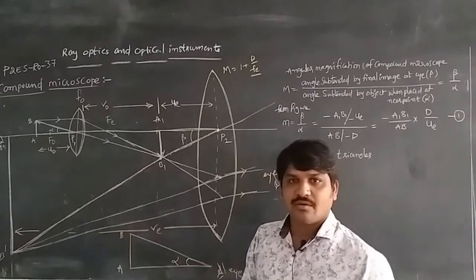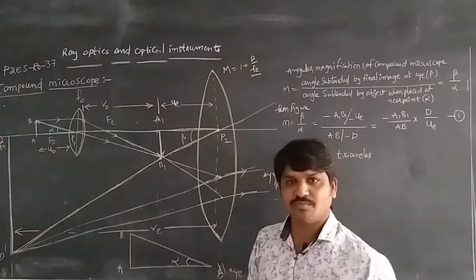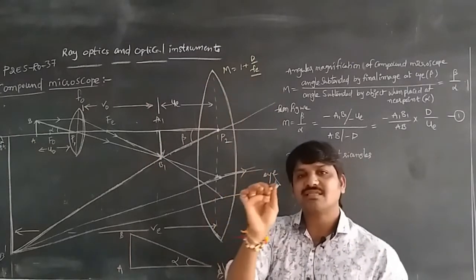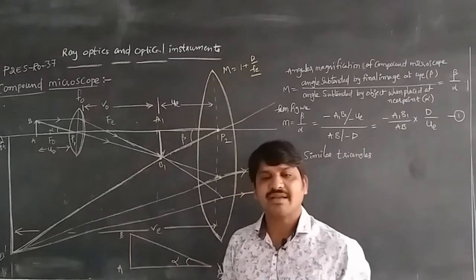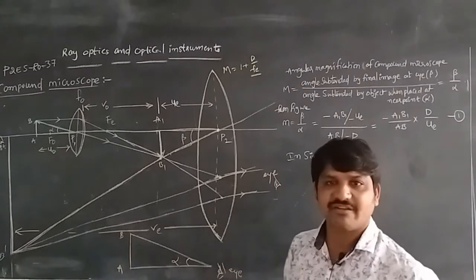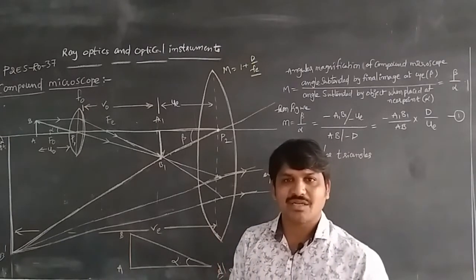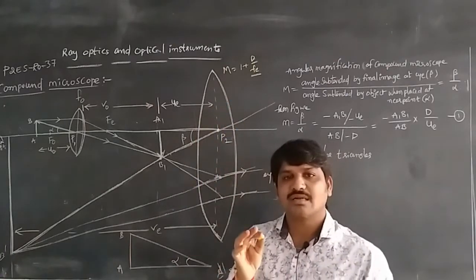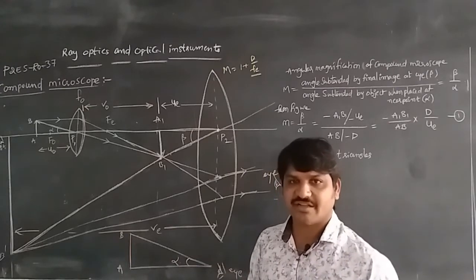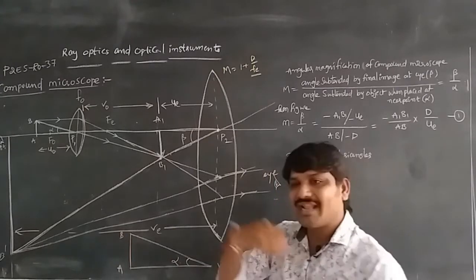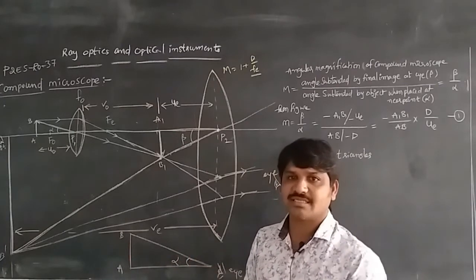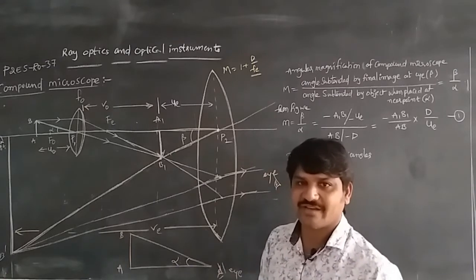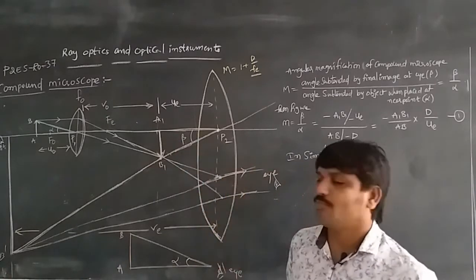Once again, the magnifying power of a simple microscope is m equal to 1 plus d by fe. By decreasing the focal length of the lens we can increase the magnifying power, but beyond a certain limit we are unable to decrease the focal length due to construction difficulties. So, by adding another lens to the first lens, we can increase the magnifying power, and this is called a compound microscope.